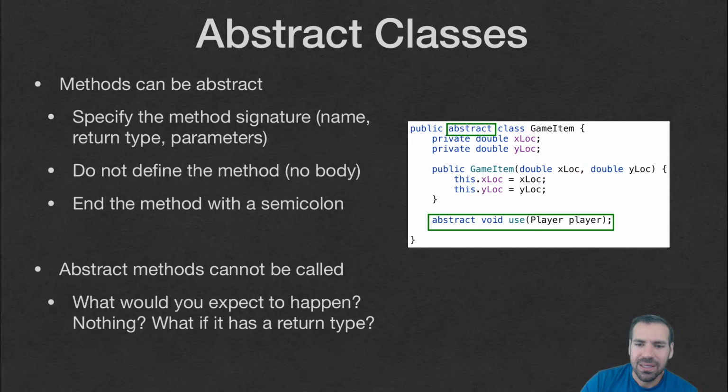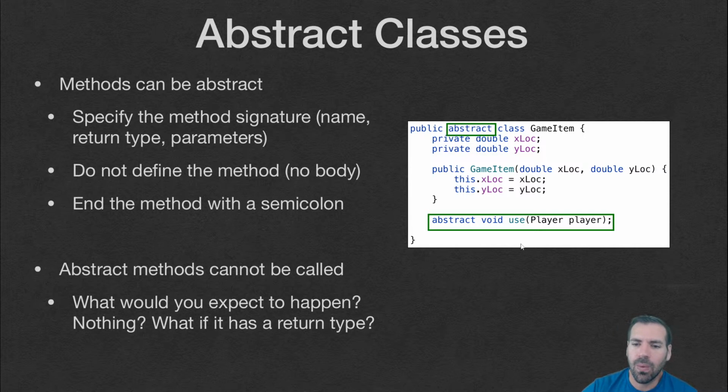So methods can be abstract. This is an abstract method, which is a method that doesn't have a definition. I've declared the header for the method. So I said it's a method named use. It takes a reference to a player and it returns void. But I didn't say what it does. And I labeled that by giving it the keyword abstract and then capping it with a semicolon. So I'm saying GameItem has a method named use that takes a player and returns void, but I don't know what it does. It just doesn't have a definition.